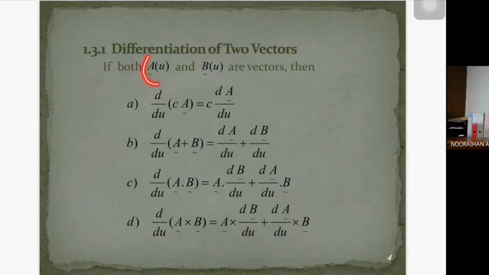So let's say you have A(u) and B(u), vector A and vector B with parameter u. Then you have this scalar c. So differentiate cA with respect to u, you can take out the c. And then for the second property, vector A plus vector B, you can differentiate it one by one. Differentiate A with respect to u plus the differentiation of B with respect to u. So this is for the dot product and this is for the cross product.